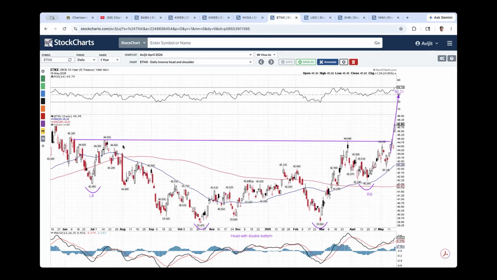Now, if you look at that inverse head and shoulder move from this 39.4 to a 44.8, take that depth of the head and then add it up there, this is a 5.02% is where the 10-year could climb. And we closed near 4.59%, or 4.6%. So 4.6 to 5.22, another 40 basis points of climb is potentially in the cards with respect to the 10-year yield.